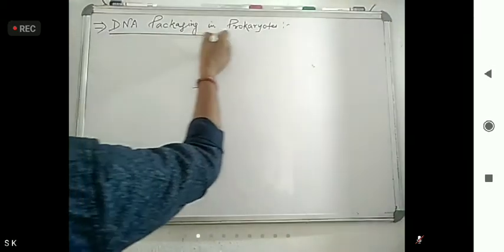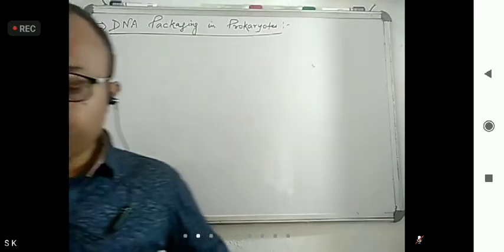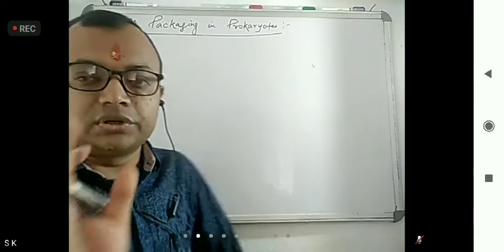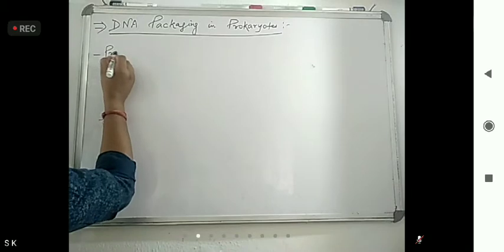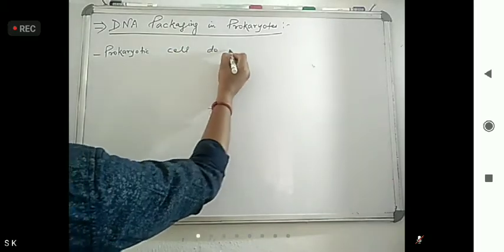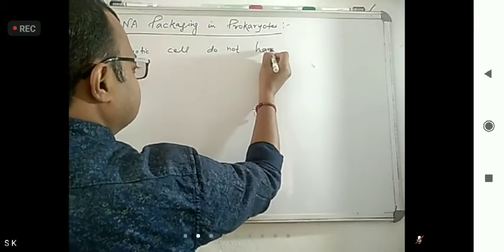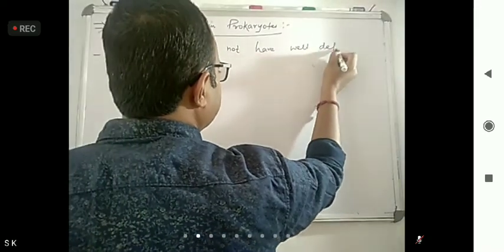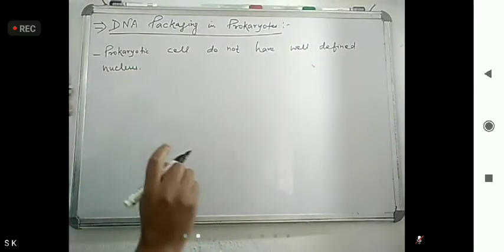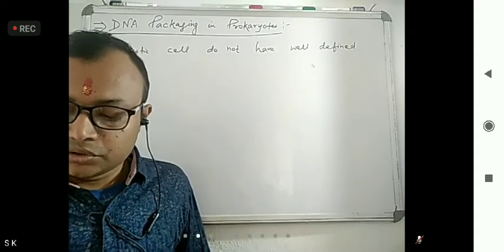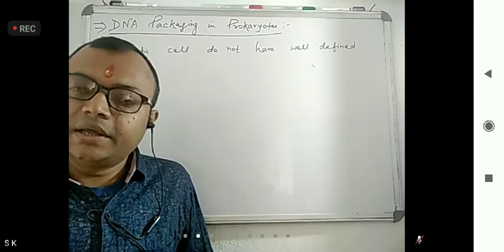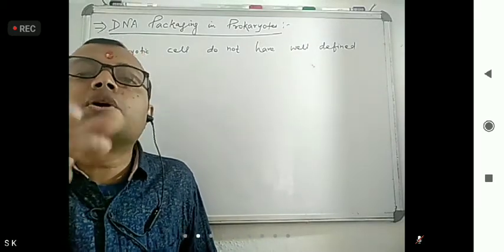Now, DNA packaging in prokaryotes. What we know, prokaryotic cells don't have a well-defined nucleus. So what I told, prokaryotic cells do not have a well-defined nucleus. So what happened? Already we know double-stranded circular DNA is found in the cytoplasm in a supercoiled state.